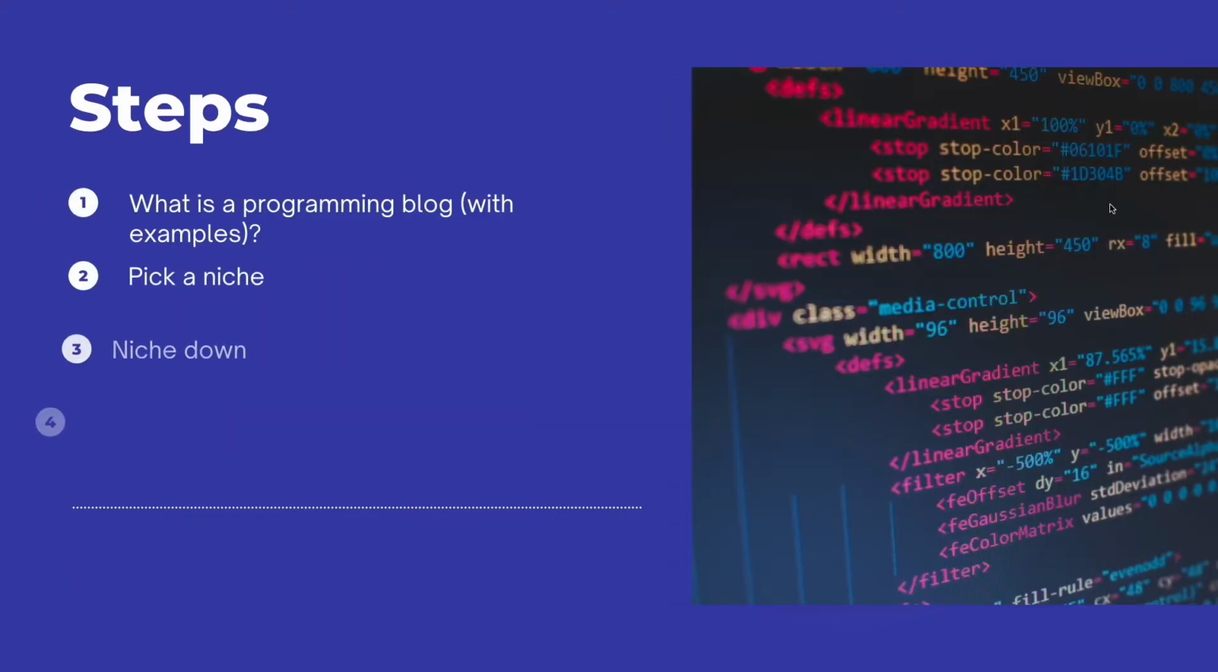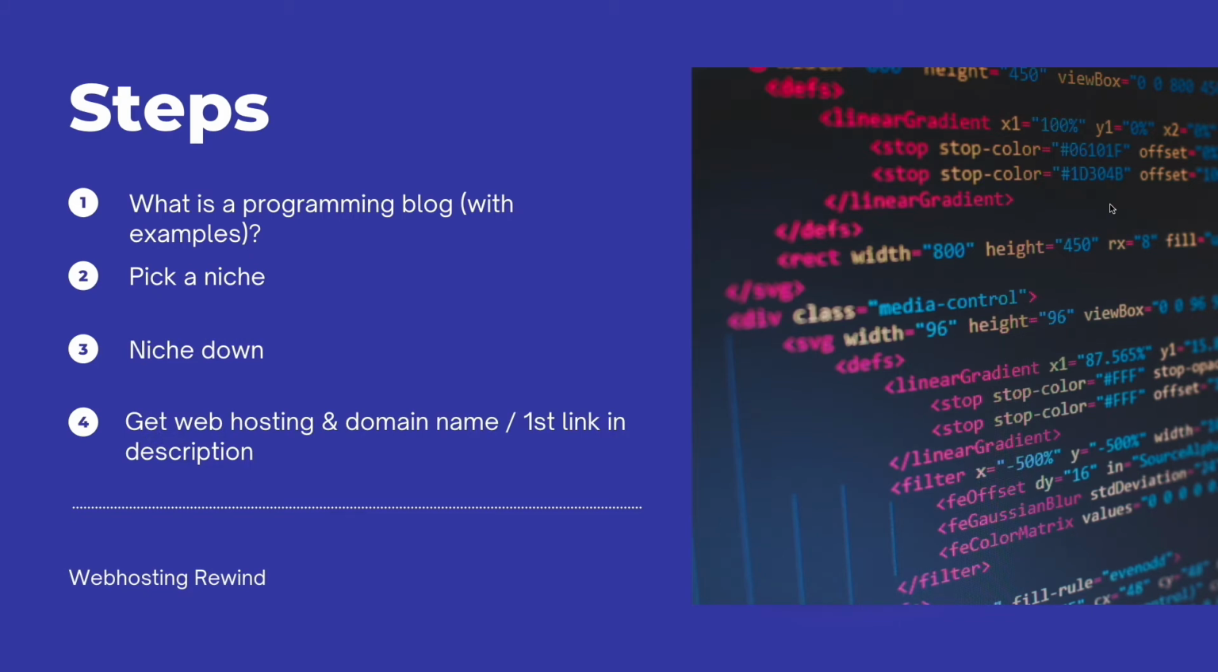All right, first things first, what is a programming blog? A programming blog is simply a blog where you answer questions and you solve problems within the programming niche. For example, people are coming to the internet and they maybe want to learn more about the Python 3 math module, and you are simply going to answer questions regarding that niche.